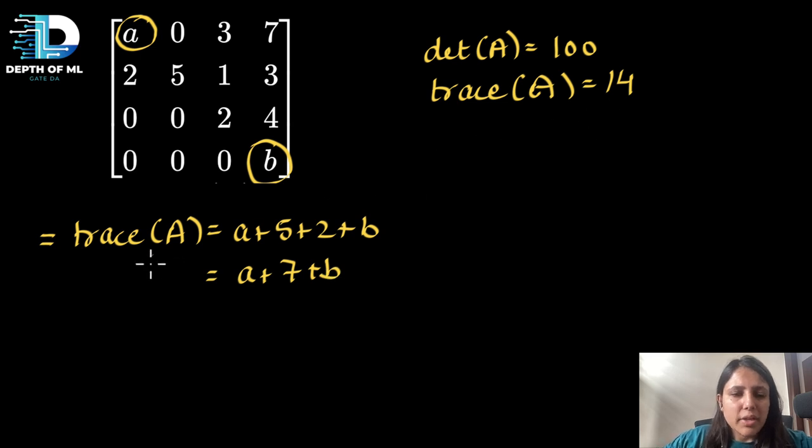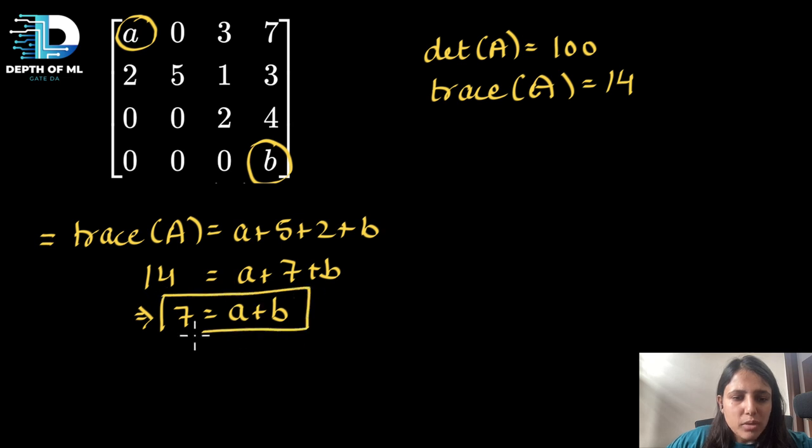They have given me the trace already, so I can equate it and I will get one equation, which is 7 equals A plus B. So this is my first equation. Let's try to find the second equation.